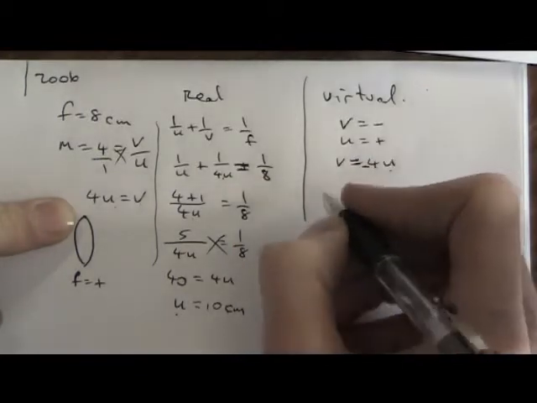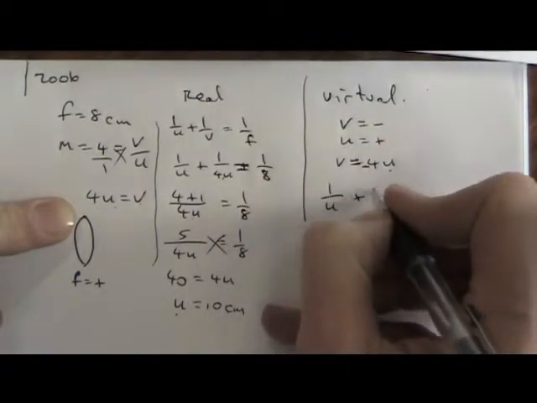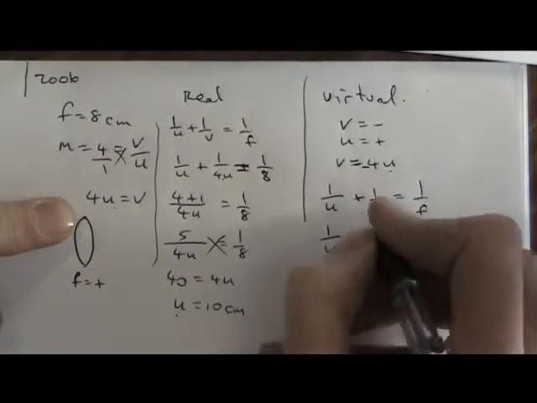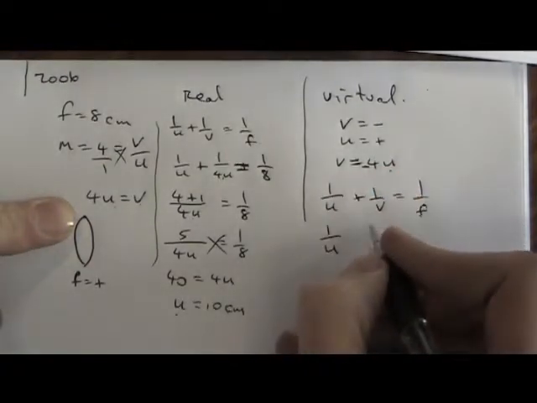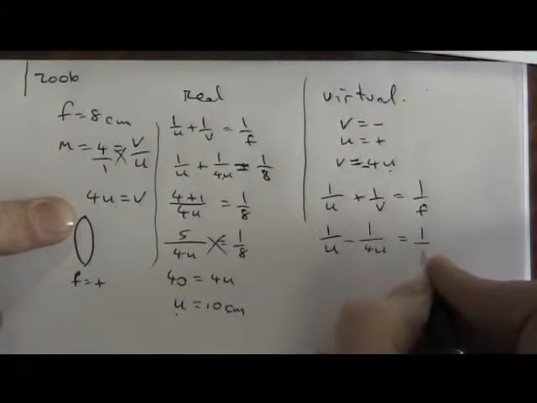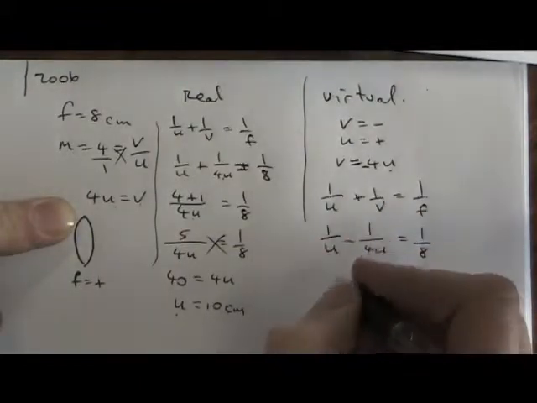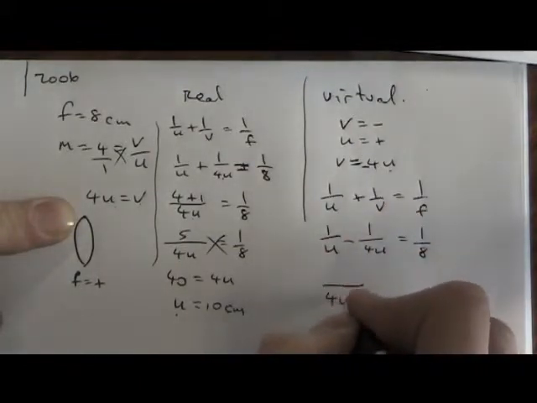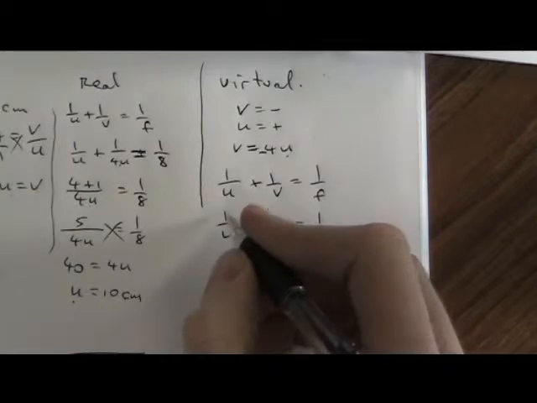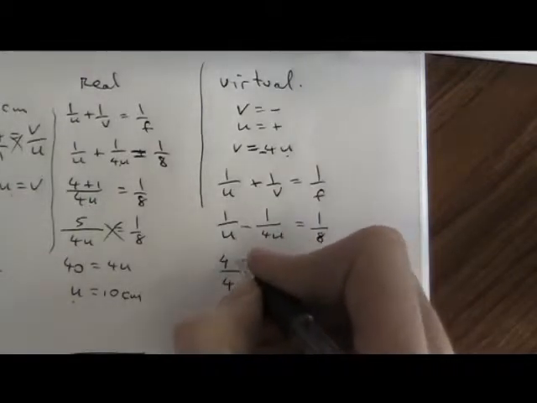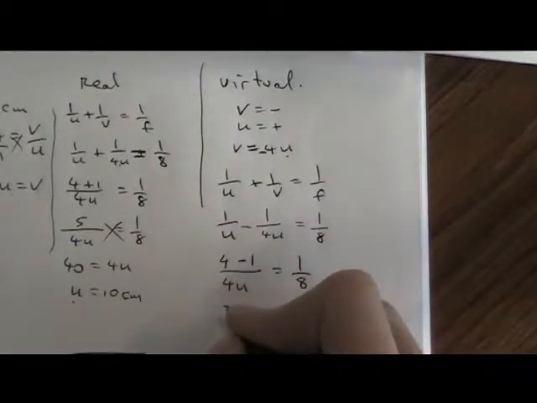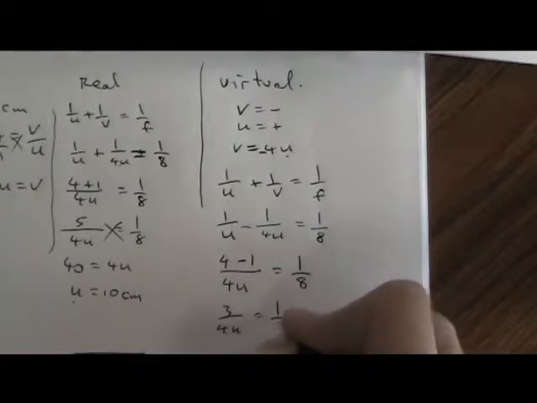Now once you do that, you just proceed as the last time. 1 over U plus 1 over V equals 1 over F. There's your formula. So 1 over U is just going to be 1 over U, and now instead of V, we're going to have minus 4U. So it's going to be minus 1 over 4U is equal to 1 over, and F we said was 8. Now adding these again, common denominator is 4U. U into 4U goes 4 times, 1 is 4, and that's going to be minus 1 is equal to 1 over 8. So 4 minus 1 is 3 over 4U equals 1 over 8.